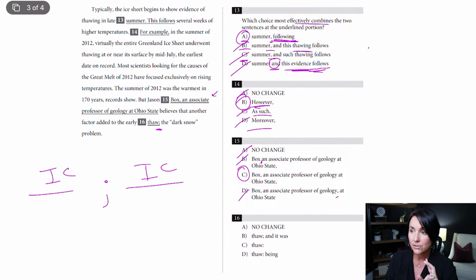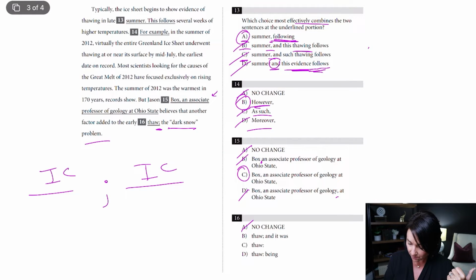And then it says, the dark snow problem. Well, the dark snow problem is not an independent clause. It does not have a subject and a predicate. It's just a noun clause. We have the dark snow problem. That's all nouns. Dark is an adjective, but dark snow problem. All right, so the semicolon there is incorrect and should be removed. So no change is out.